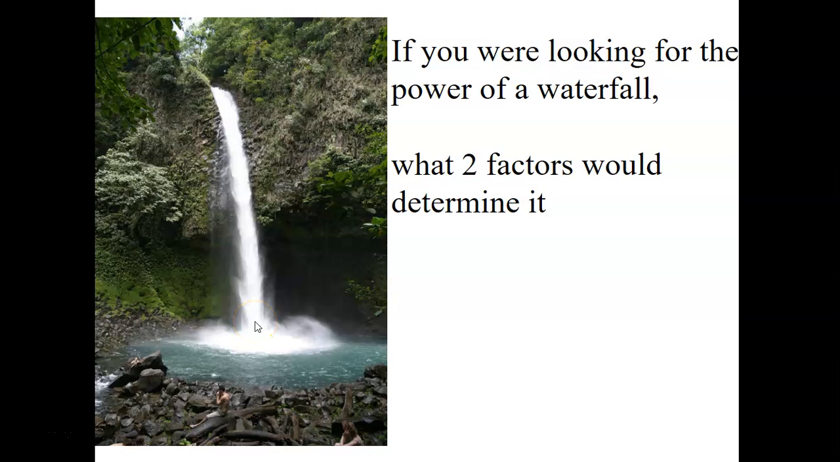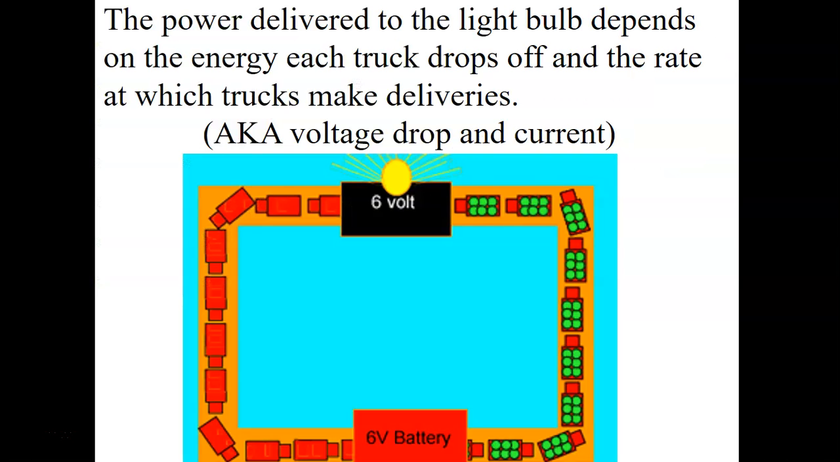One would be the flow rate of the water over the waterfall. So more water would mean more power. The second would be the height of the waterfall. The higher the waterfall, the more energy per gallon of water that hits you would be being delivered. So that would be the two factors: the flow rate, and the height or gravitational potential energy of the water, as you might say.